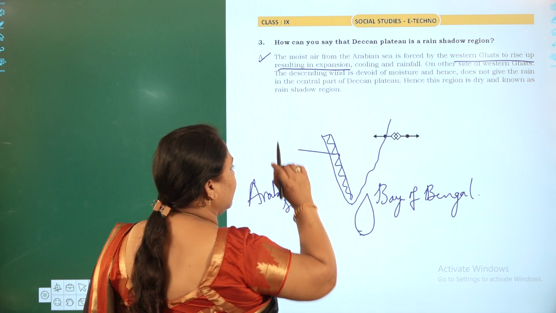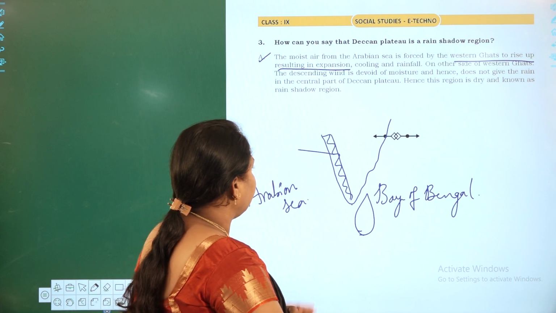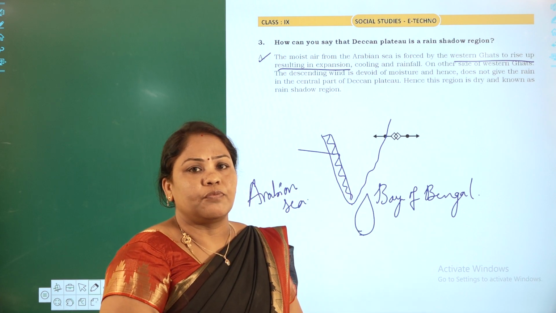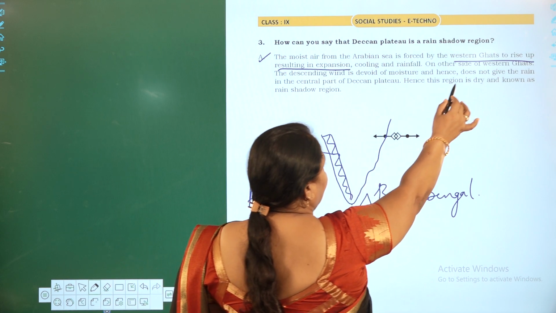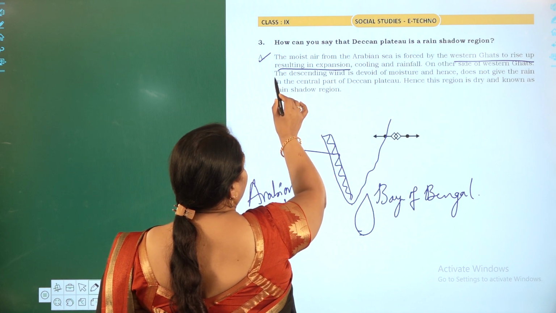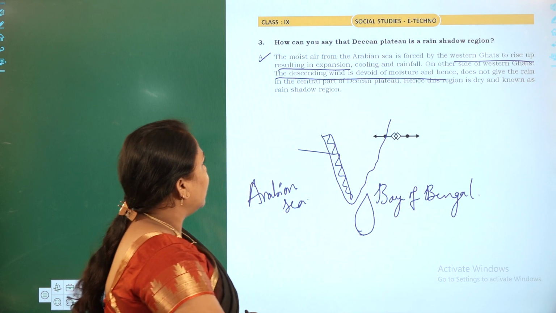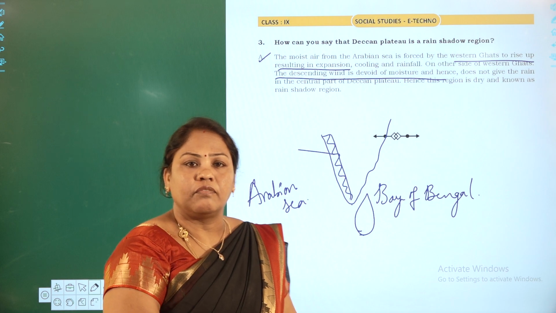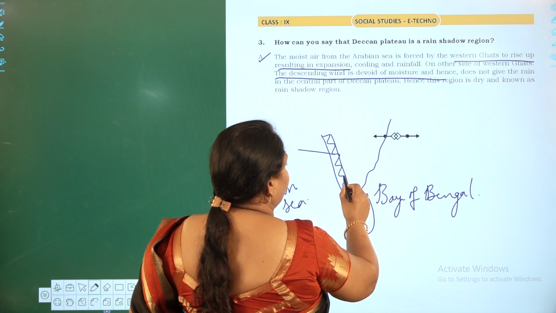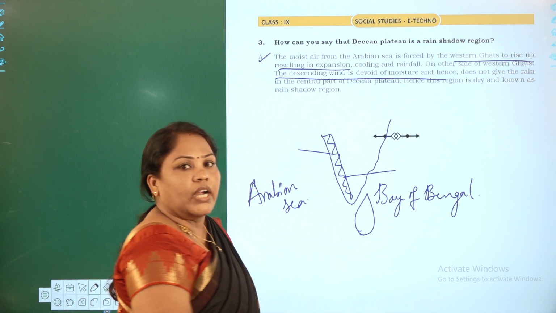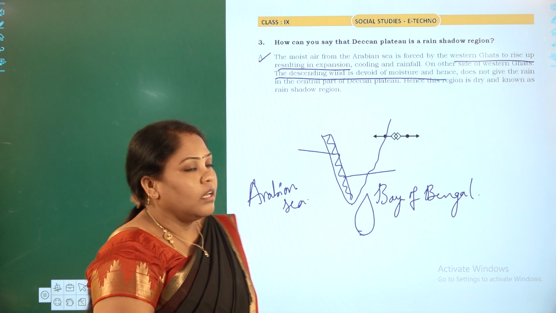Western Ghats, where we could see the dense forest, thick forest, and at the same time high peaked hills in the region of the Western Ghats. So here, on the other side of the Western Ghats, the descending wind is devoid of moisture and hence does not give the rain in the certain part of the Deccan Plateau region. Hence this region is called as dry and rain shadow region also. This is all about the Deccan Plateau.